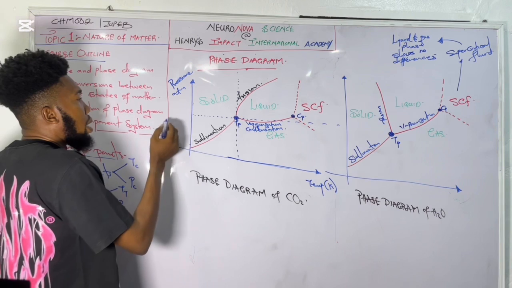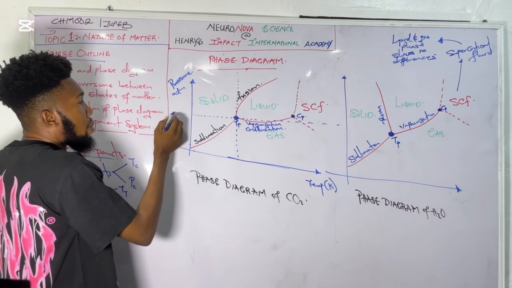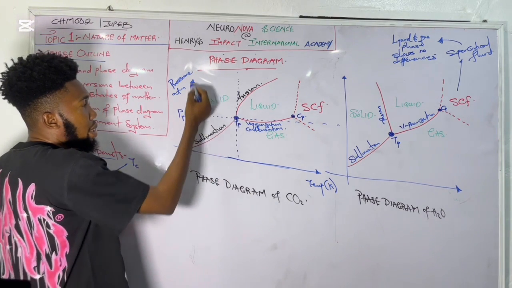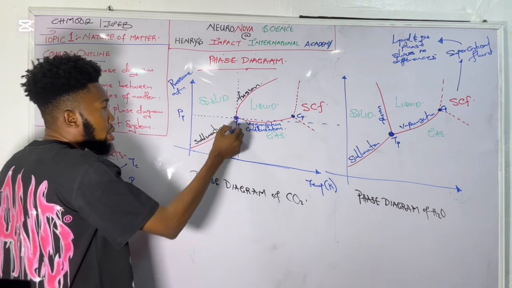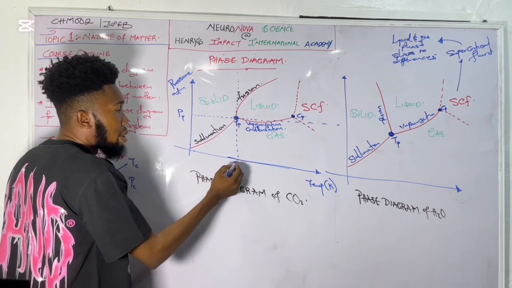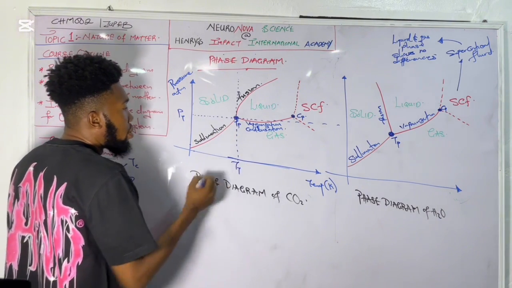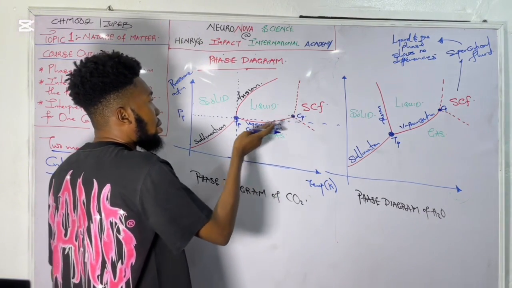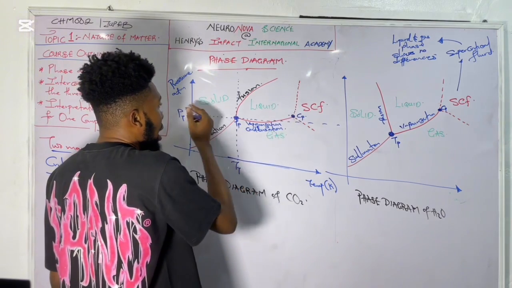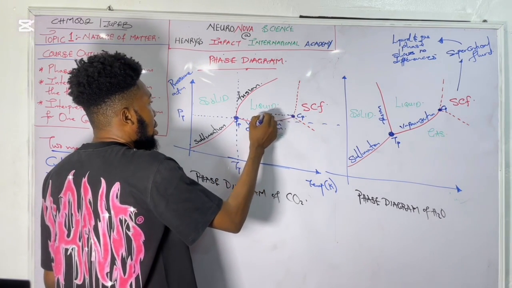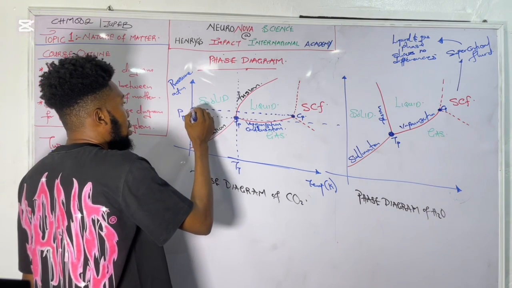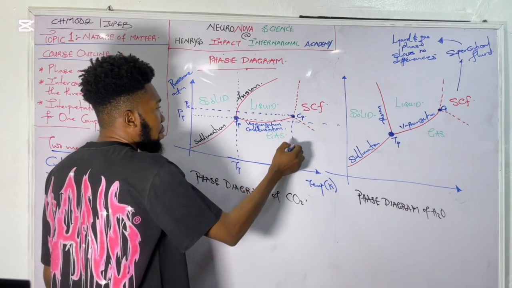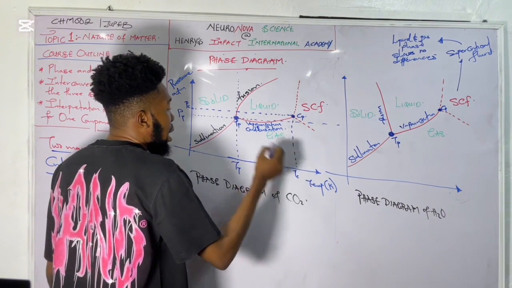Here is where we have the pressure at triple point. You can see this is the triple point. Trace it to the pressure axis. So this is the pressure at triple point. Trace this one down from the triple point. This is the temperature at that triple point. Let's come here to the critical point, which I just drew as noticeably higher, so we'll just trace it there. This is your pressure at critical point. This one here is your temperature at critical point.